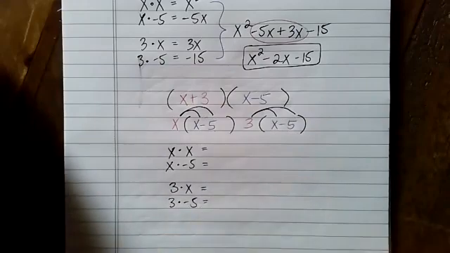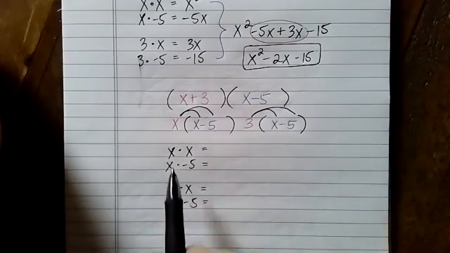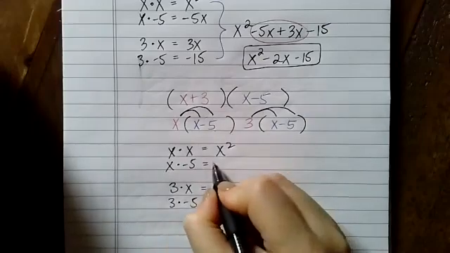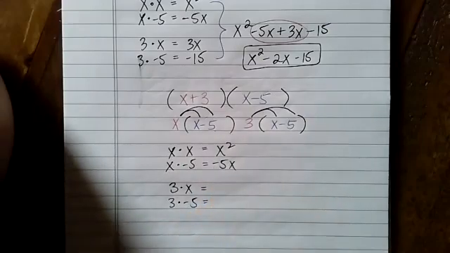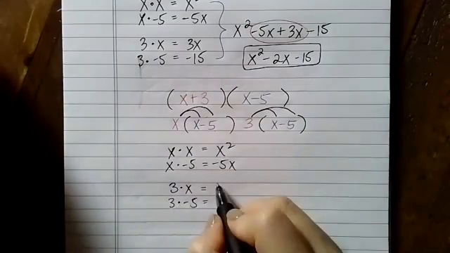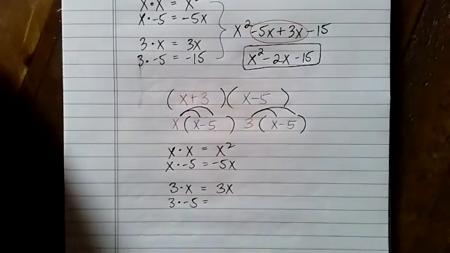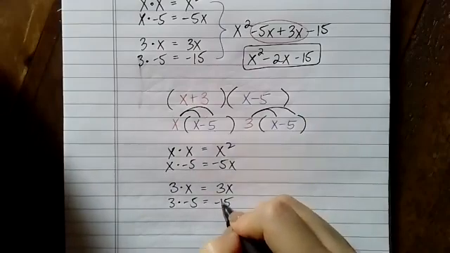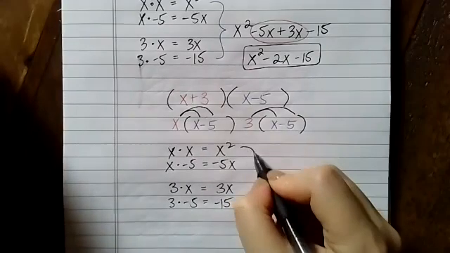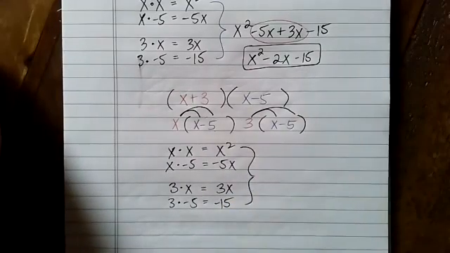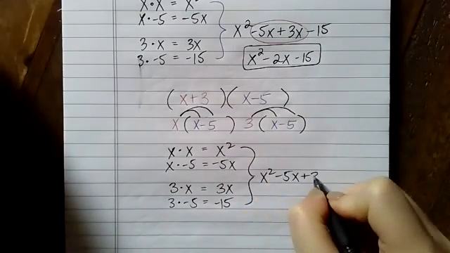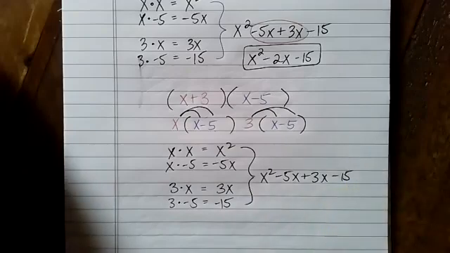And as we saw above, we know what those answers are already, right? X times x is x squared. X times -5, -5x. They just stick right on together. 3 times x gives me 3x, and 3 times -5 is -15. Forgot that one there, okay? Bring all your terms together. X squared minus 5x plus 3x minus 15, okay?